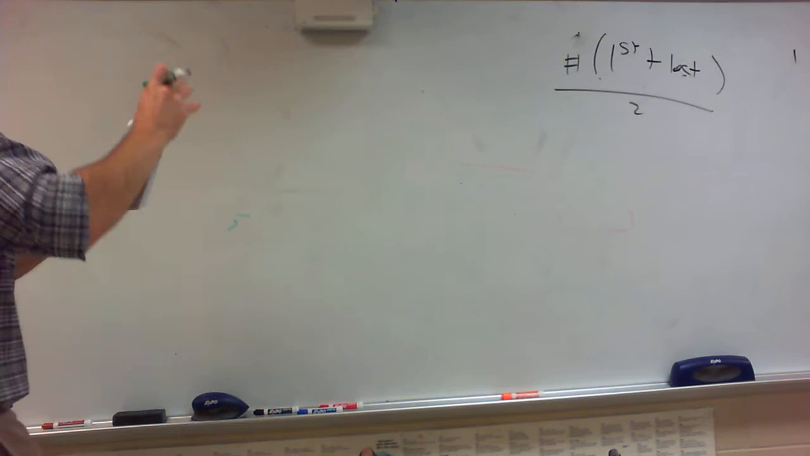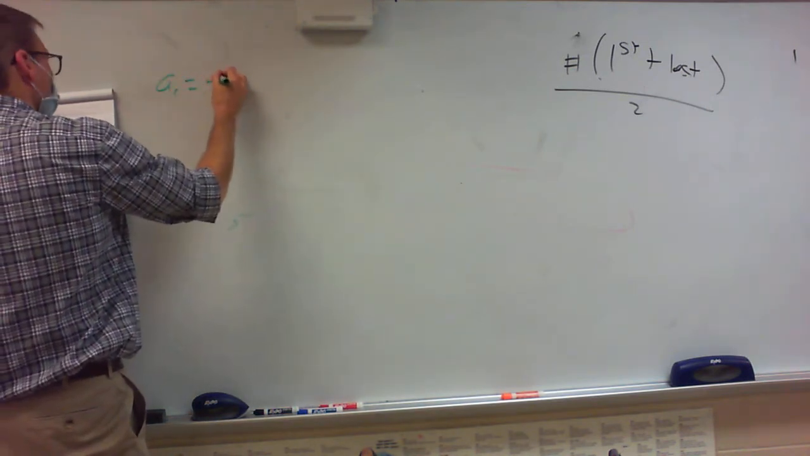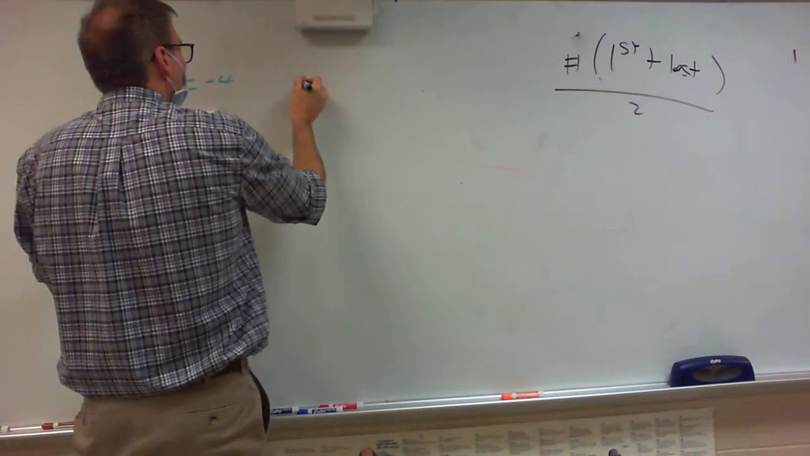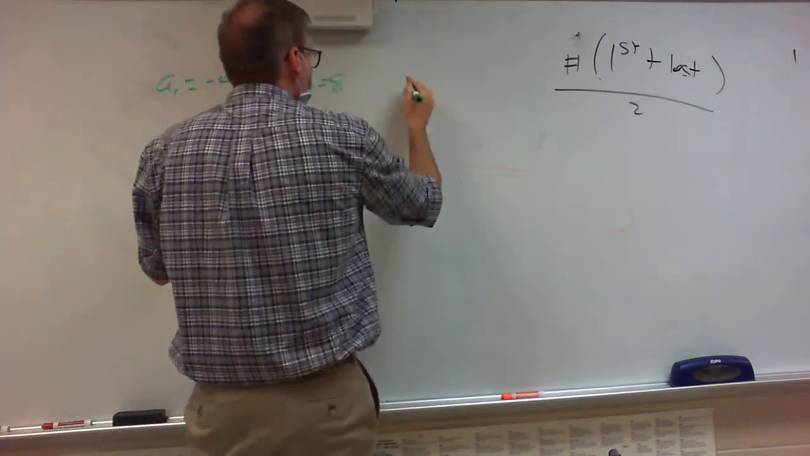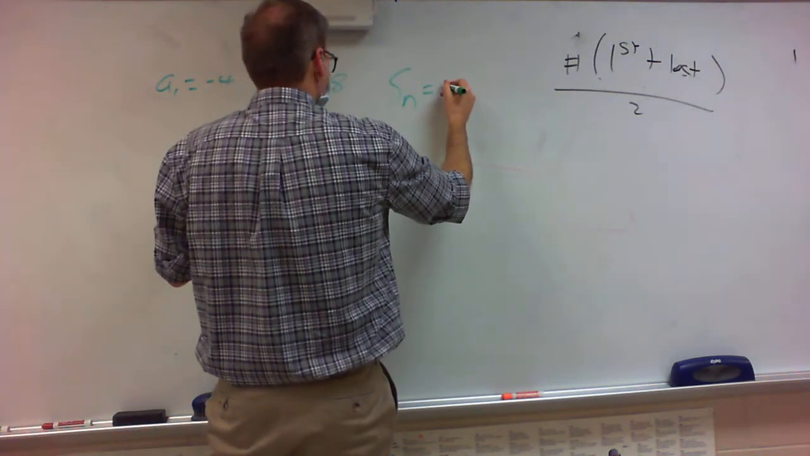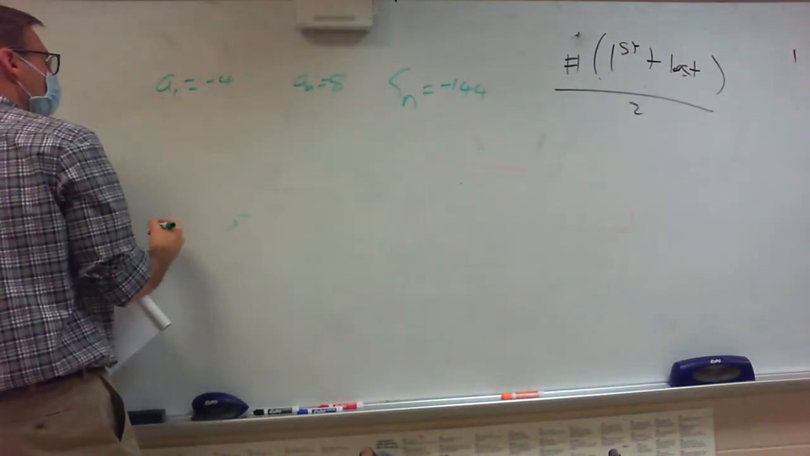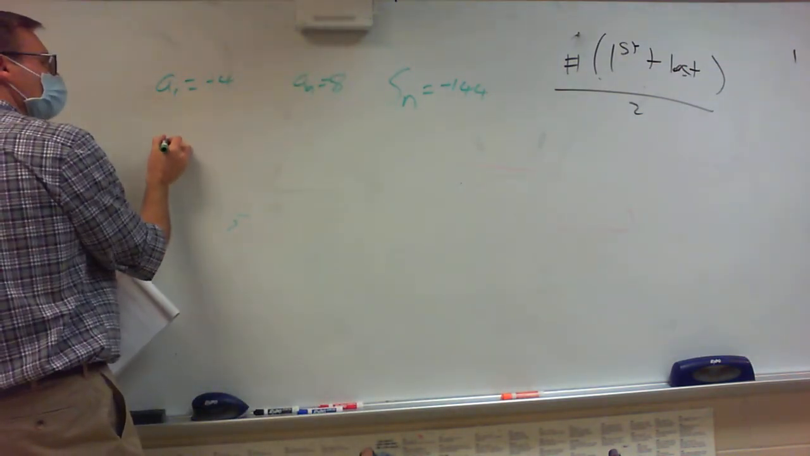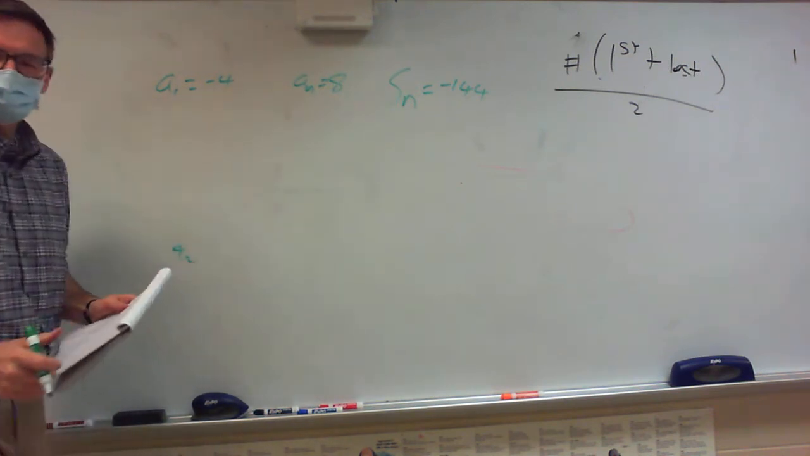What if I tell you a sub 1 is equal to negative 4. I'll tell you the last position is equal to 8. And then I'll tell you the sum of everything is equal to negative 144. And here, I want to know the second position.